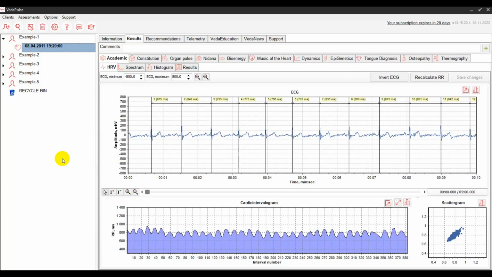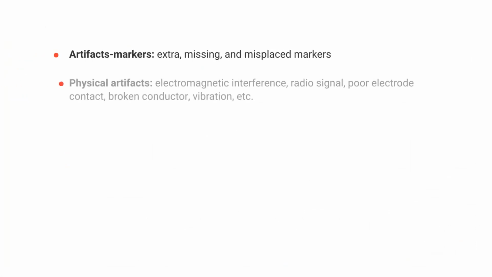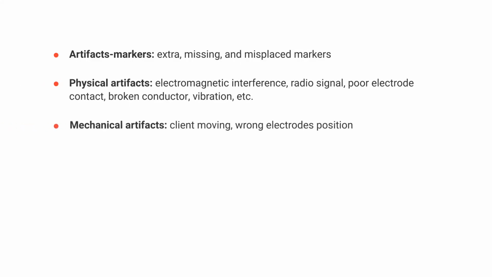VedaPulse Professional software highlights most of the artifacts with the yellow color. The following types of artifacts are found. Marker artifacts: extra, missing, and misplaced markers. Physical artifacts: electromagnetic interference, radio signal, poor electrode contact, broken conductor, vibration, etc. Mechanical artifacts: client moving, wrong electrodes position.